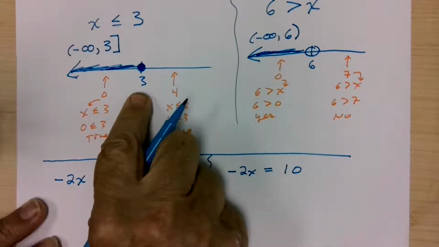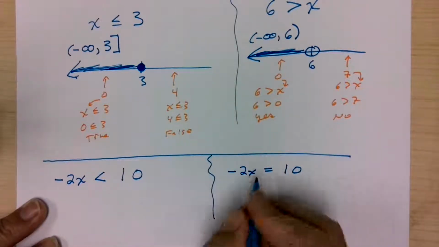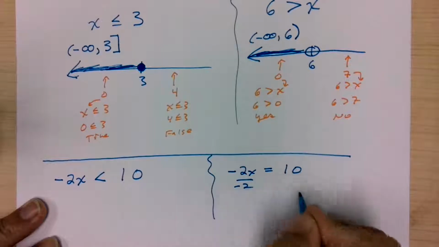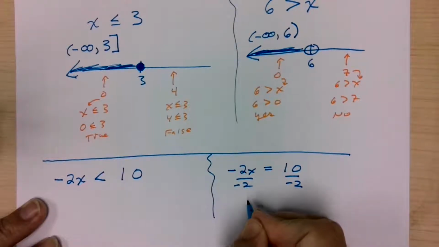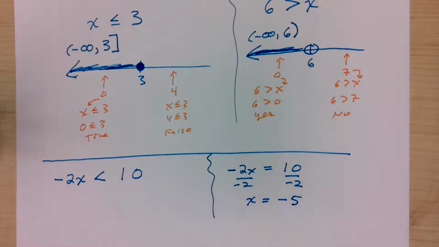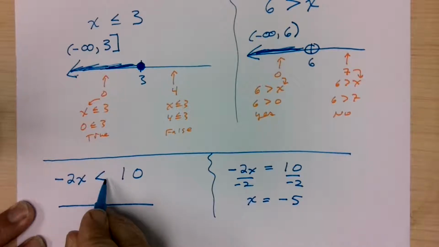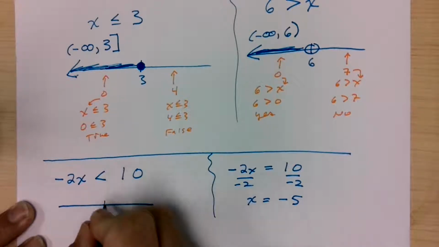Like the cut point up here was 3, the cut point here was 6. Finding our cut point here, I have negative 2x is 10. Divide both sides by negative 2, and I get x is negative 5. So negative 5 is going to be my cut point. We're going to lay out negative 5 in the middle of this number line. It is strictly less than, so that is an open circle.